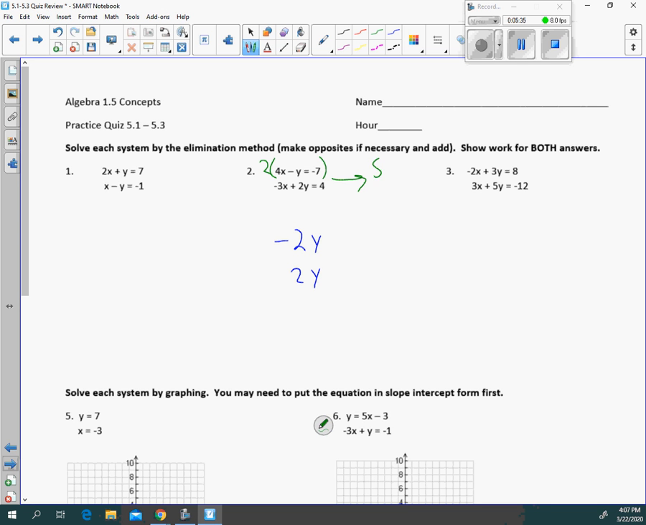Top becomes 8x minus 2y, that's what we're looking for, equals negative 14. Bottom one, I didn't change that one at all, so it just becomes this. Same deal.